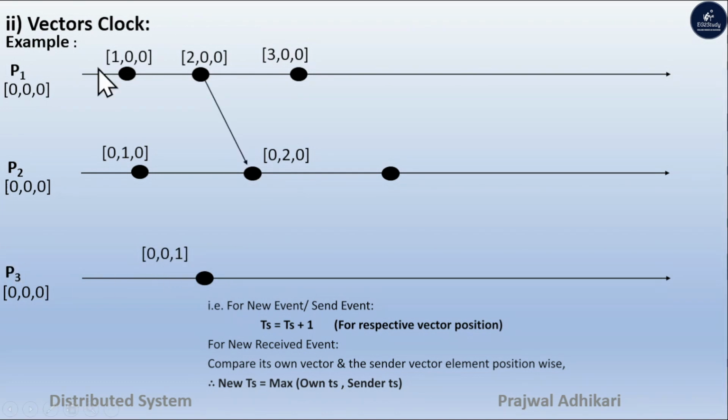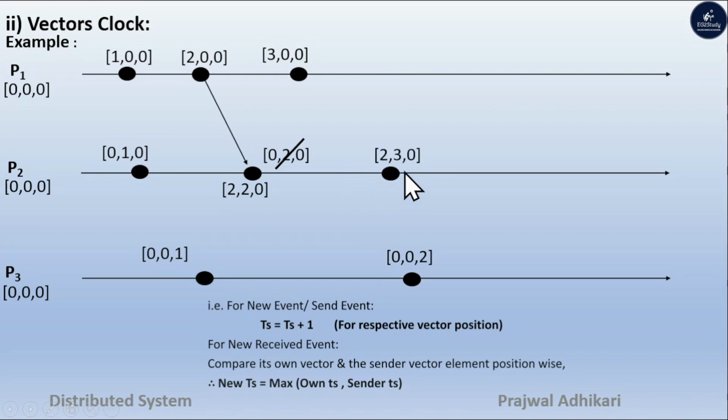Now a new event is received by P2, so the new timestamp should be the maximum of own timestamp and the sender timestamp. We have to check the maximum between the sender and the receiver. We will get the new timestamp. Between 0 and 2, 2 is the maximum, so 2 is written here. Between 0 and 2, 2 is the maximum, and between 0 and 0, 0 is the same. So the new timestamp will be 2, 2, 2. And for this process at P3, 1 is incremented to P2, otherwise all same.